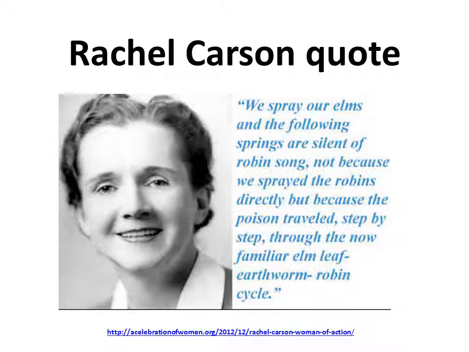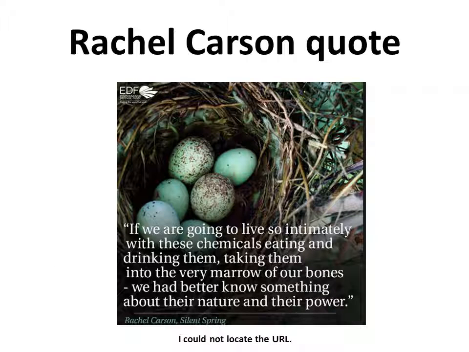Here's a second quote. The point is, we are not spraying robins directly, but they accumulate DDT indirectly by eating earthworms, which have DDT in their fatty tissues. And here is a third quote.